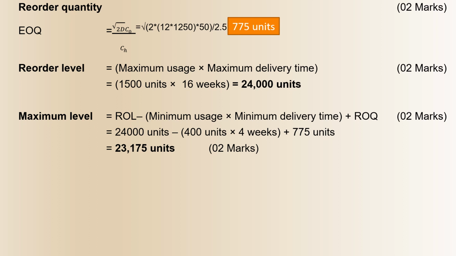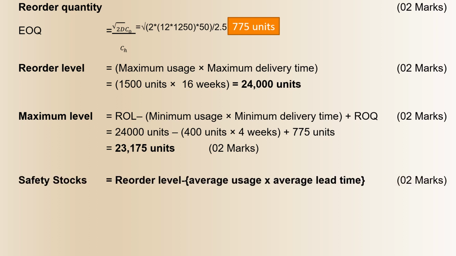Now we are going to use these figures to calculate the safety stock. Safety stock is the reorder level minus average usage into average lead time. The reorder level is 24,000, the average usage is 950 into the average lead time of 10. So the answer is 14,500 units.